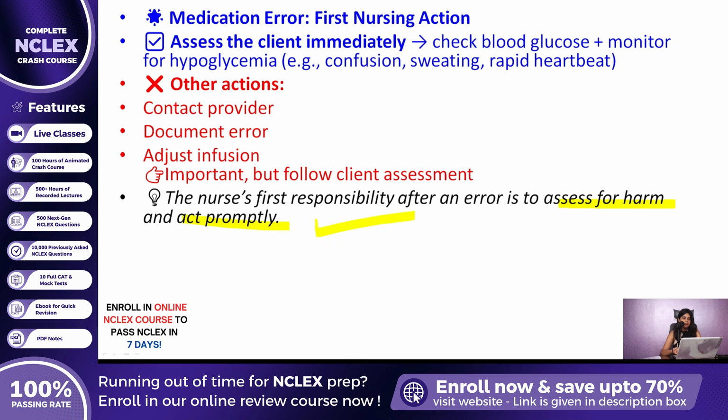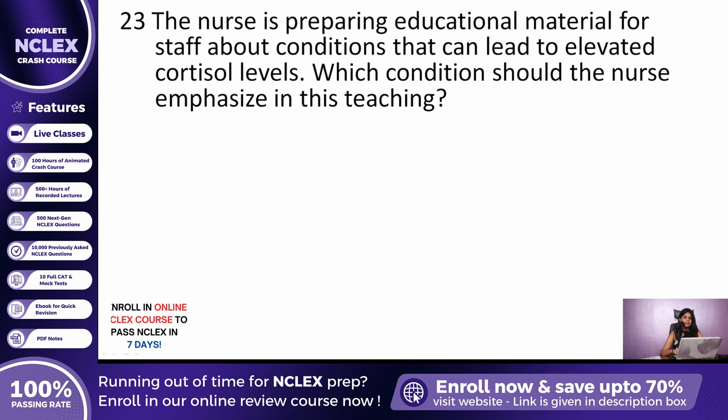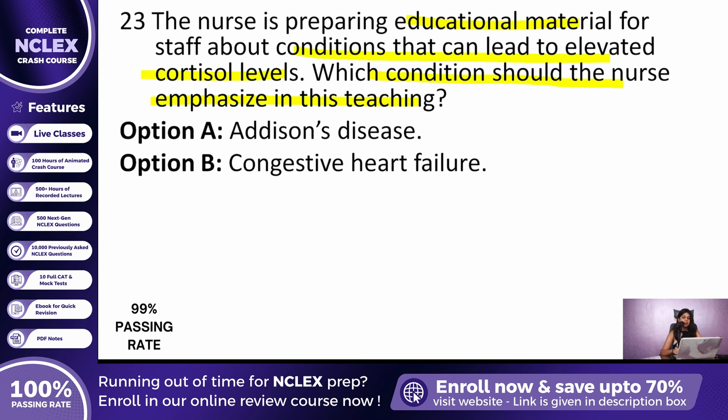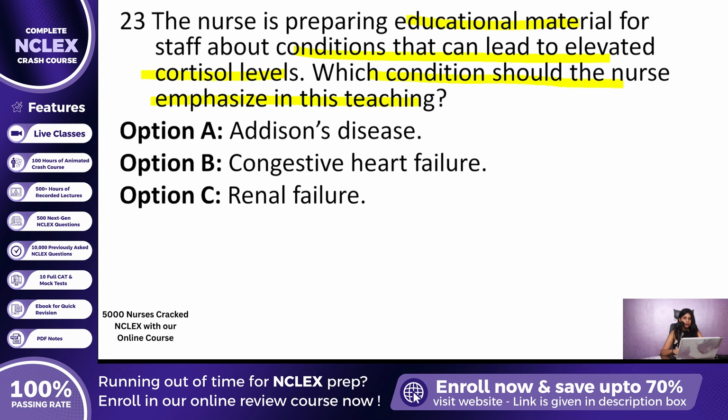Question 23. Let us shift to a teaching scenario involving endocrine disorders. The nurse is preparing educational material for staff about conditions that can lead to elevated cortisol levels. Which condition should the nurse emphasize in this teaching? The options are Option A, Addison's disease. Option B, congestive heart failure. Option C, renal failure. Option D, Cushing's disease.